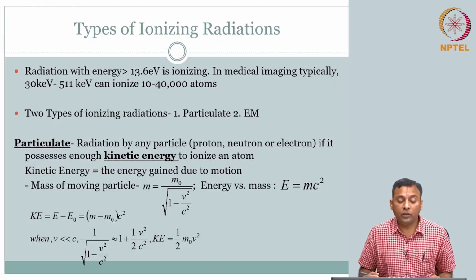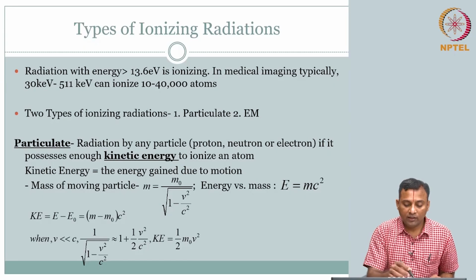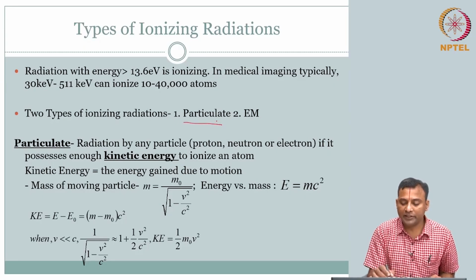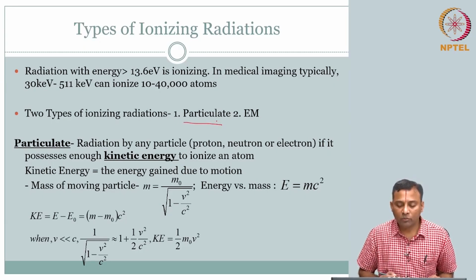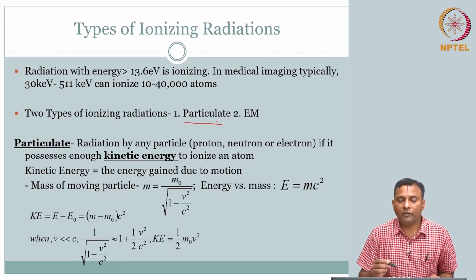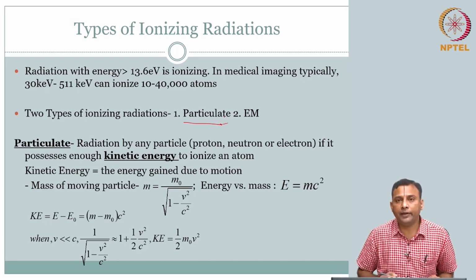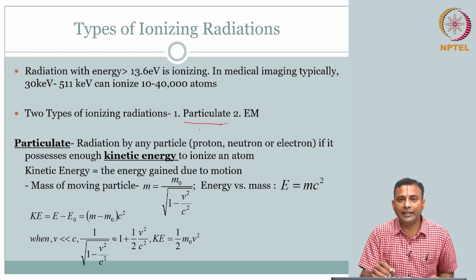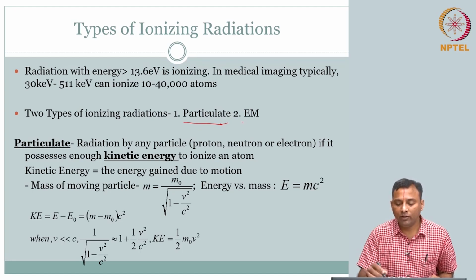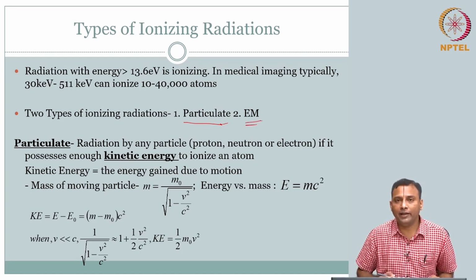Well, particulate radiation is one of the types of ionizing radiations, right. So, we talked about this, and the order in which we will proceed is we will try to understand how particulate radiation interacts with the material, and then go to electromagnetic radiation and how it interacts with the material. Okay, in that order we will go.